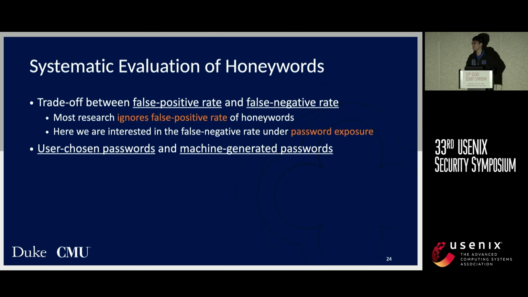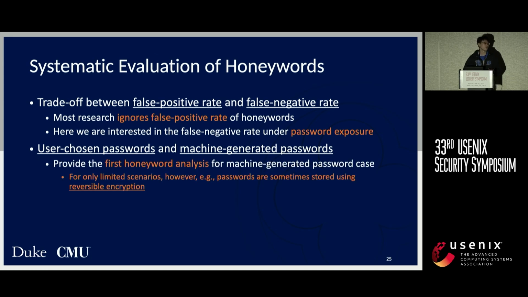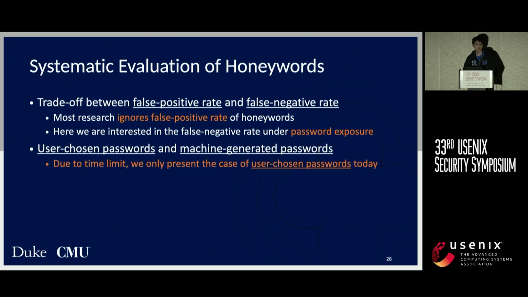And in our work, we consider two cases. In the first case, the user password is a user-chosen password, while in the second case, the user password is a machine-generated password. We are the first to provide analysis on Honeywords for the machine-generated password, but we admit that this is for some limited scenarios. It is only at risk if the passwords are stored using some reversible encryption. But due to time limits, we only present the result for the user-chosen password case.